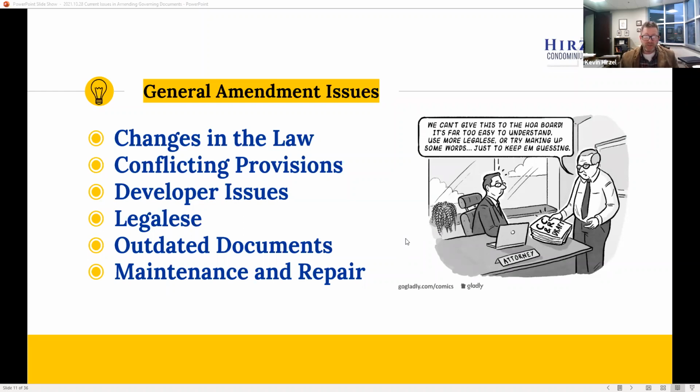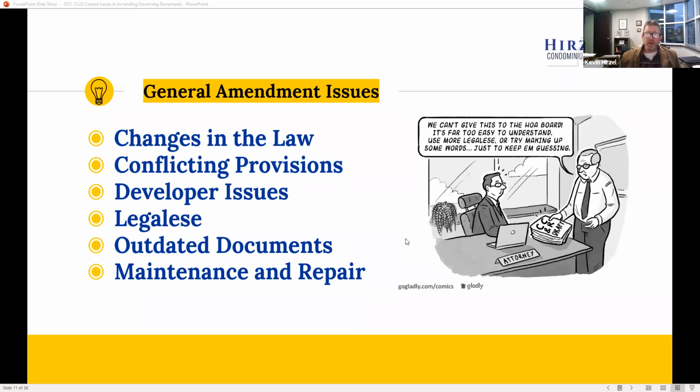And also documents themselves are drafted by attorneys. We love drafting things, but we're not always perfect. And so the original documents may have conflicting provisions, or they may suffer from legalese. They may be hard to understand or hard to interpret. You may want to simplify the documents, make them easier to understand, or get rid of conflicts that exist between the master deed and the bylaws or within the document itself. So if you have conflicting provisions or provisions that are tough to understand, you may want to think about amending those documents to take care of them.